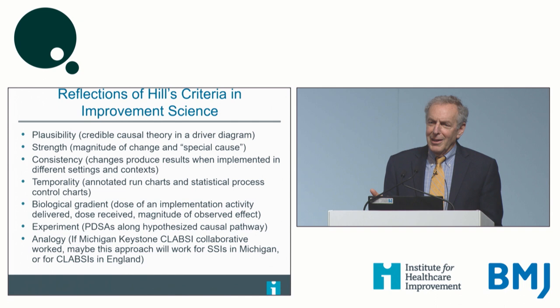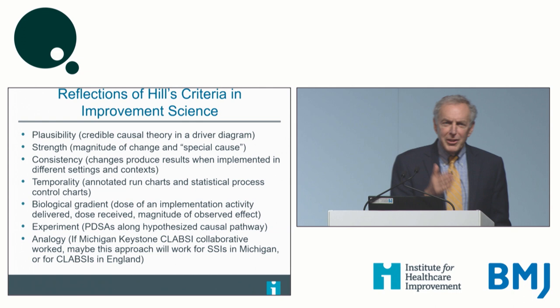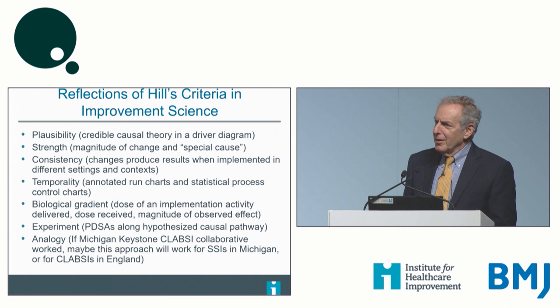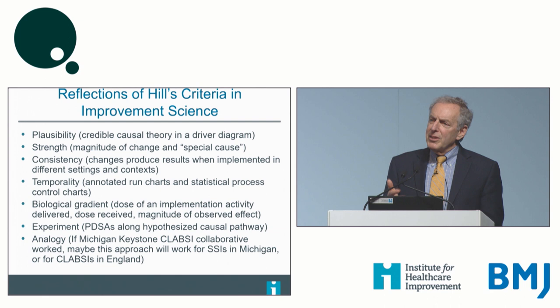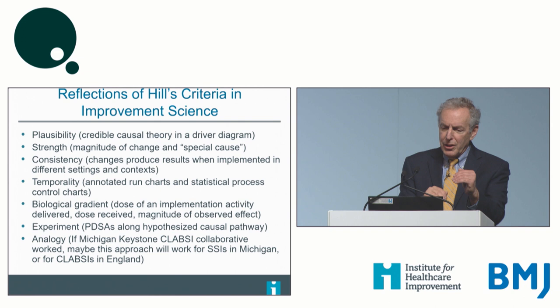And I think it was Cave, the past editor of BMJ Quality and Safety, who said he rarely sees papers where there's a credible theory put forward at the start of the publication. Strength, again, the magnitude of change. That's what we talk about when we say special cause, but not just is it statistically significant, was it important biologically? Consistency, did it occur? Same change when we did it in a different context or conditions.